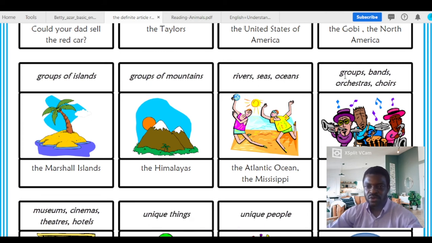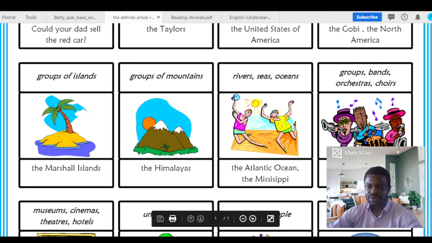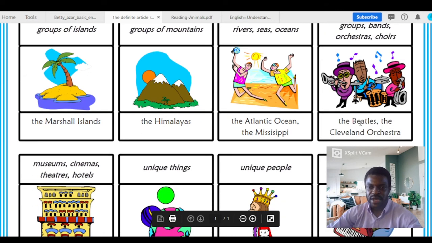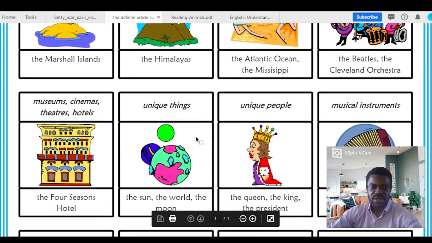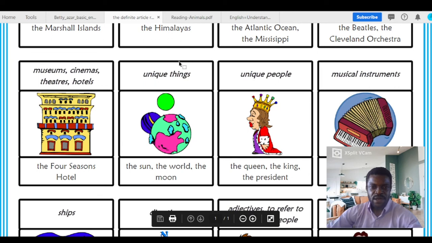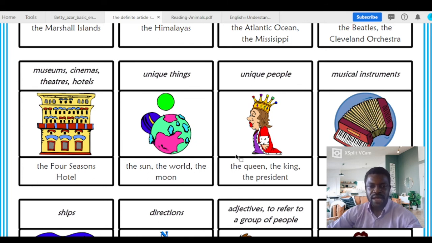We have also groups or bands or orchestras or choirs. Here the Beatles, these are a musical band. The Cleveland Orchestra. So we use "the" with such names. Here also like a museum, cinemas, theaters, hotels. The Four Seasons Hotel. Here also we use it with unique things that are special, like the sun, the world, the moon, the globe.